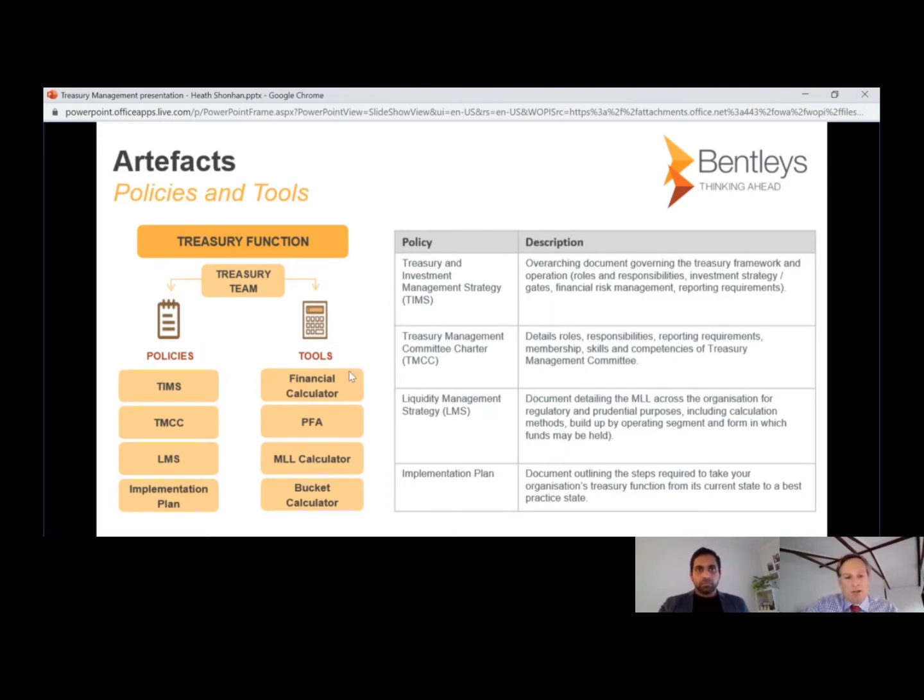And as I mentioned, the policies over on the left-hand side of your screen that you look at the moment, there's some detail there as to actually what they're governing and why they're absolutely necessary. So for instance, the Treasury and Investment Management Strategy is your overarching document around roles, responsibilities, financial risk management and reporting requirements. Your Treasury Management Committee Charter, again, goes deeper into who's on the committee, what their membership skills and competencies are. Your Liquidity Management Strategy, as I said, acquits your regulatory requirements and it looks at the calculation methods, the building up of your operating segments.